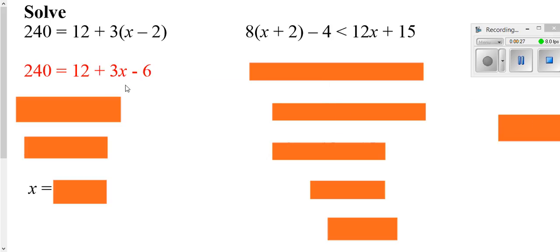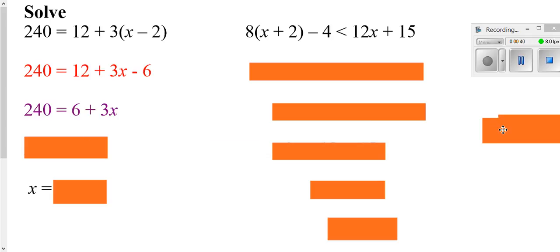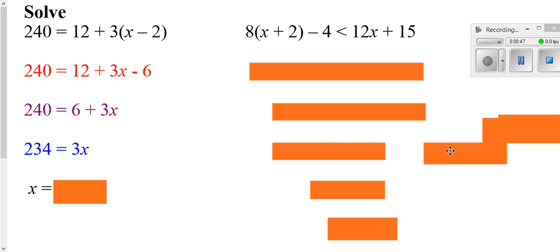Now, you'll notice on the right-hand side we have one term with x's. Remember, terms are things added and subtracted together, but we have two terms, the 12 and the negative 6, that don't have x's. So I'm going to put those together. Now I want to try to get x by itself. So I need to get rid of the 6 by subtracting 6 on both sides, get rid of the 3 by dividing by 3 on both sides.